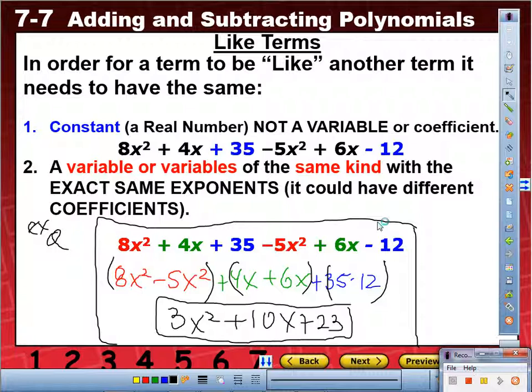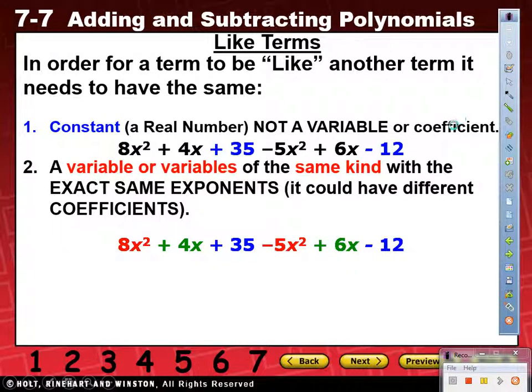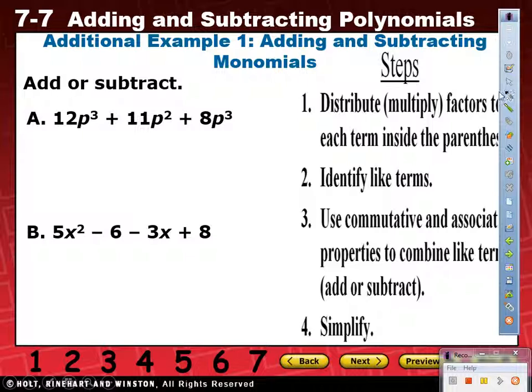All right, here we go. Any questions with combining like terms? So the steps were, number 1, multiply. There wasn't anything to distribute. Step 2, identify like terms. Did we identify the like terms? Yes. Step 3, commutative and associative property. Yes. And step 4, simplify. Are we there? Okay, copy these down, please. Example 1A and 1B. It says add or subtract, and for A, it's 12p cubed plus 11p squared plus 8p cubed.